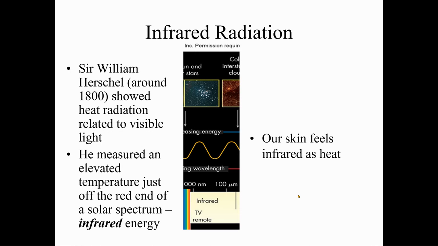Okay, so let's look right here. Sir William Herschel around 1800 showed heat radiation related to visible light. He measured an elevated temperature just off the red end of the solar spectrum, or the visible spectrum. And he called it infrared energy. And our skin feels this as heat. That infrared energy we feel as heat.